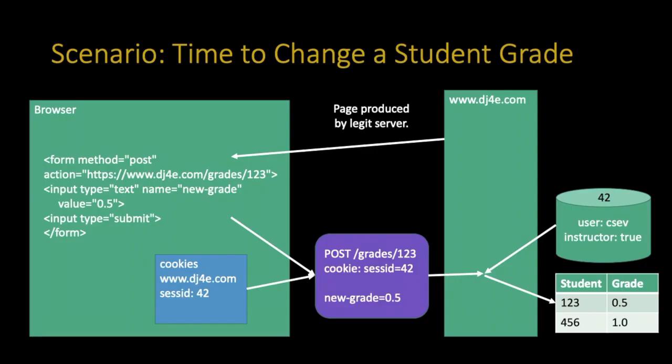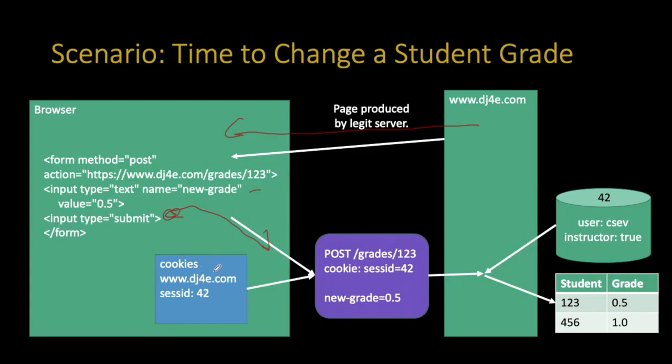So here's a picture of how this works, right? So we'll have a legitimate server, right? We're going to produce a page by the legitimate server, and it's going to post back to this same server. The action is the URL to send the post data to, and we've got some key value pairs and a submit button, right? So you hit the submit button, and it's going to come back to the server.